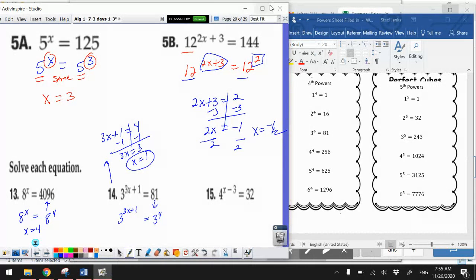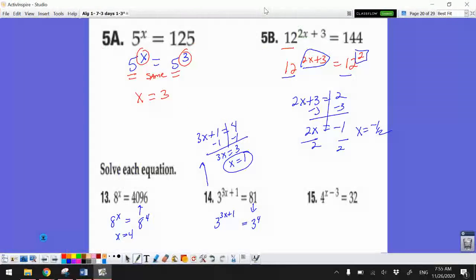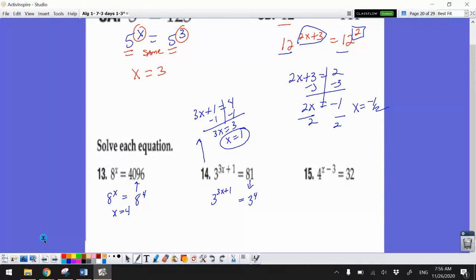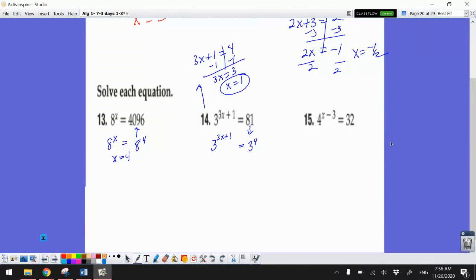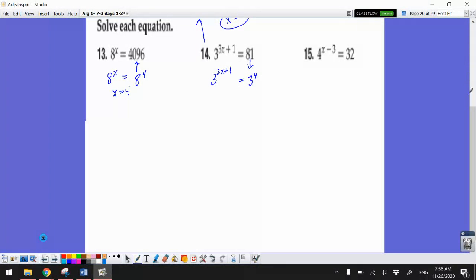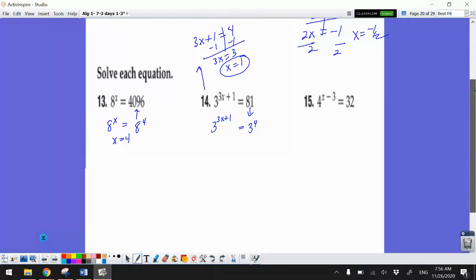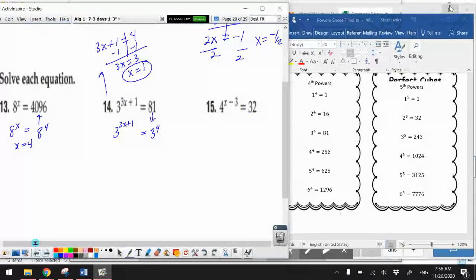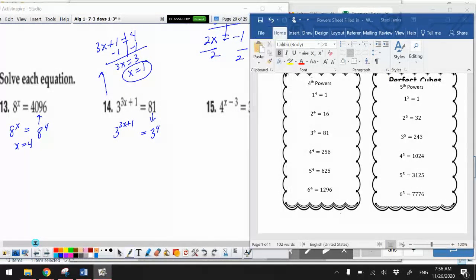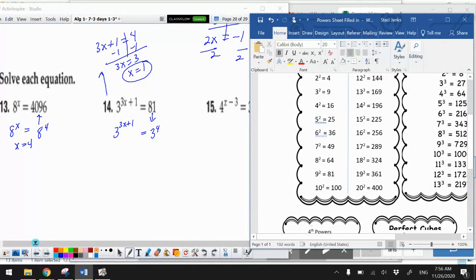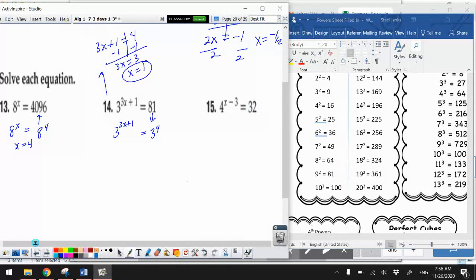Okay, now let's look at this next one, because this next one is tricky. So you see how I have a 4 and a 32. Well, if I look at my power of 4, 4 to the 4th is 256. 4 to the 3rd is 64. And 4 squared is 16. So none of those work.